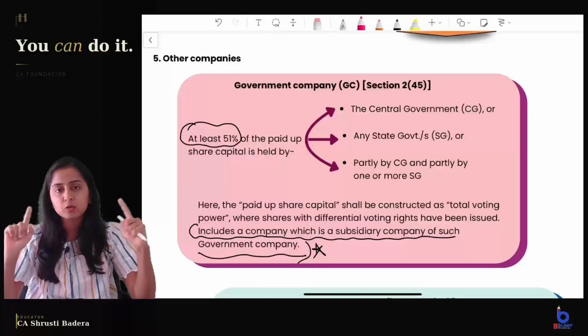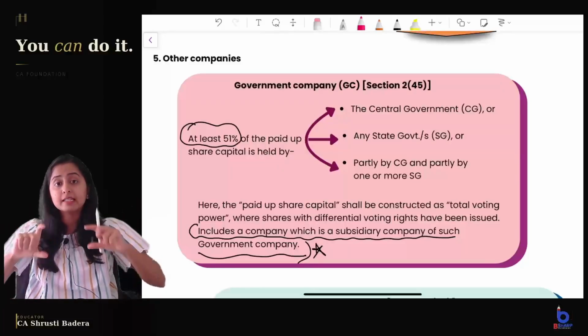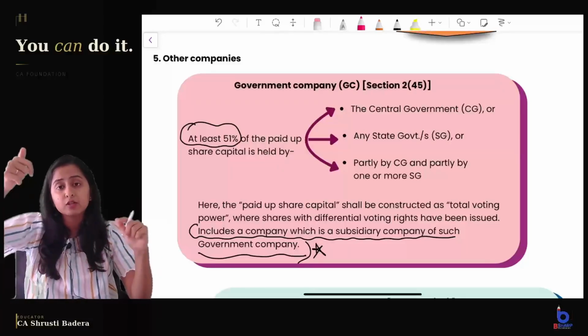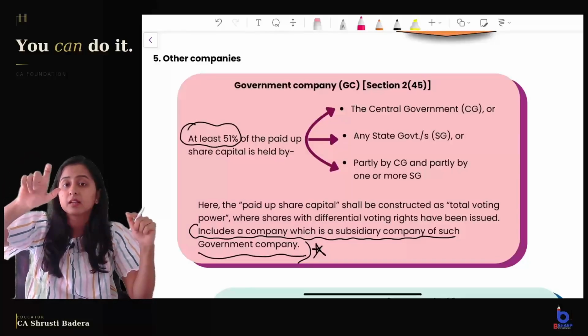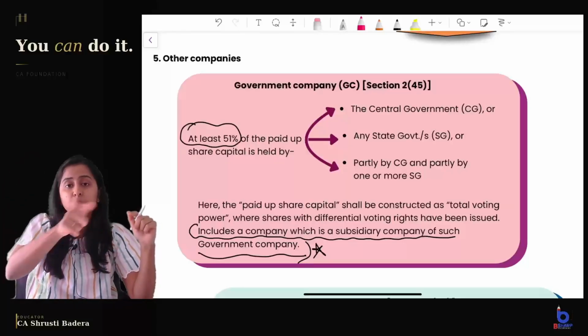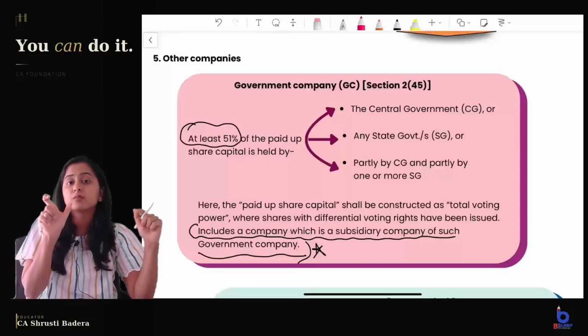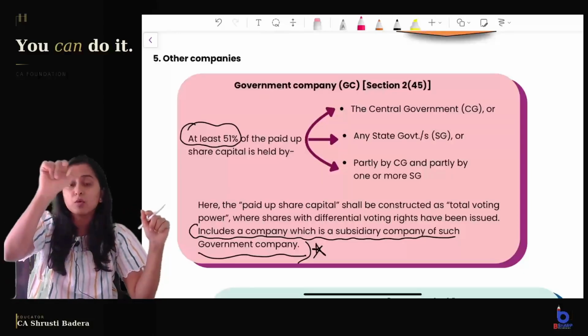Government company, Section 2 clause 45. Government company means at least 51%. So in case of holding company and subsidiary company, in a subsidiary company it is more than one half, that is more than 50%. Here it is at least 51%. So 51% and above here, whereas there it is more than 50%.